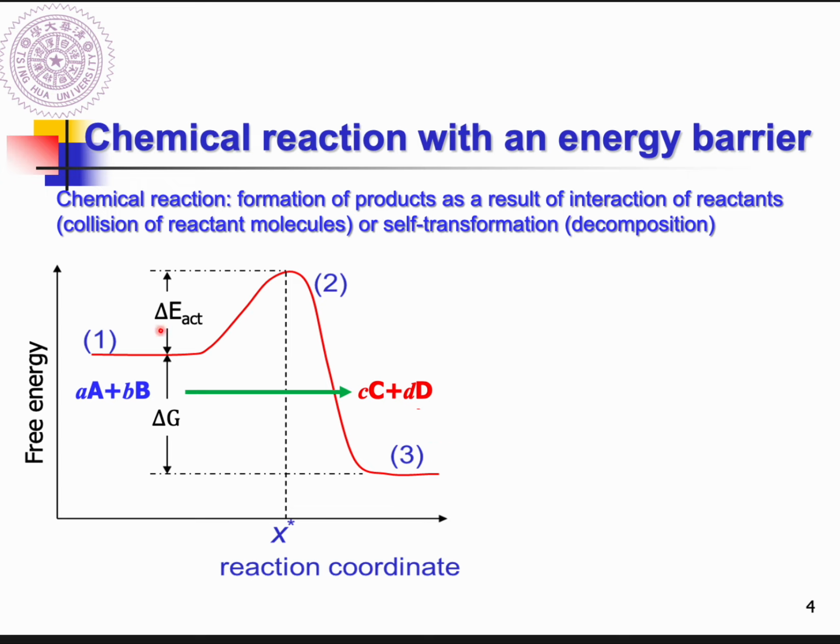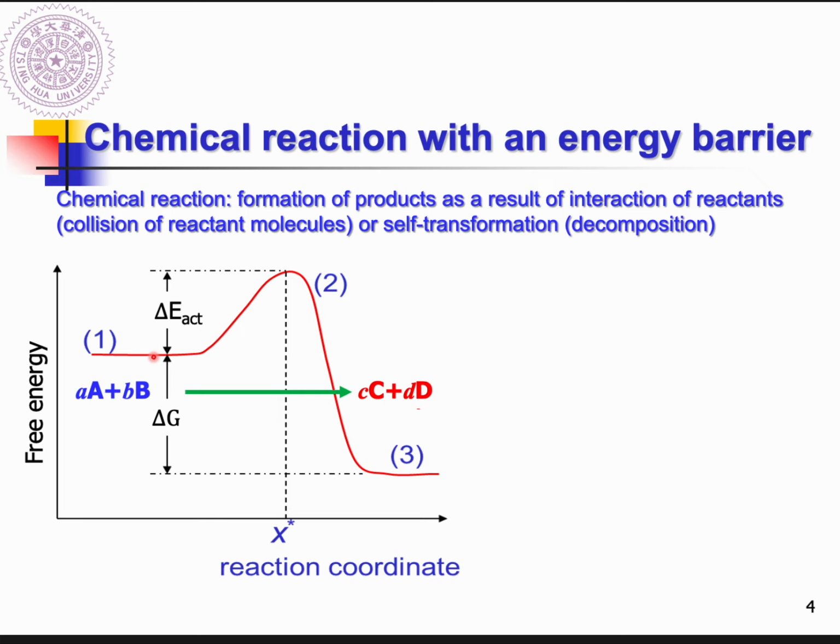So based on this, this chemical reaction has an energy barrier. Delta E_ACT is what we call the energy barrier. And here you also can see this chemical reaction produces C and D. And from an energy point of view, we find that at stage 3, the free energy of the product is actually lower than that on the reactant side, stage 1.